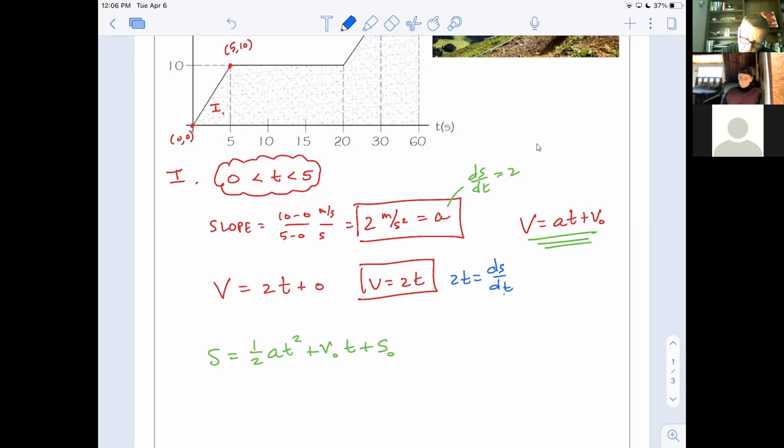And so then I say, okay, cool. Well, didn't we find a was 2? And didn't we find the initial velocity was actually nothing? What about initial position? Do we know anything about initial position? We don't, so we can just say it's 0 because we're the ones who are defining it.